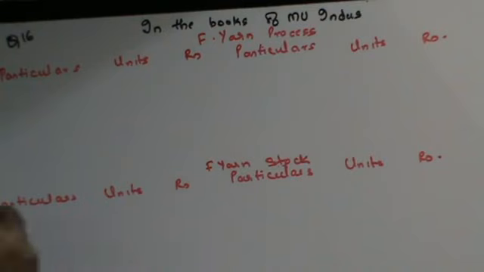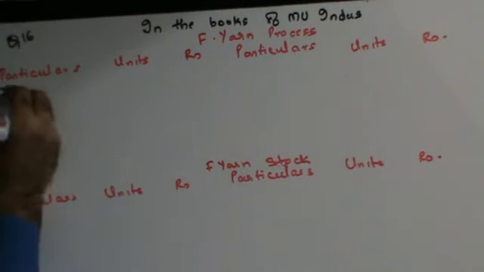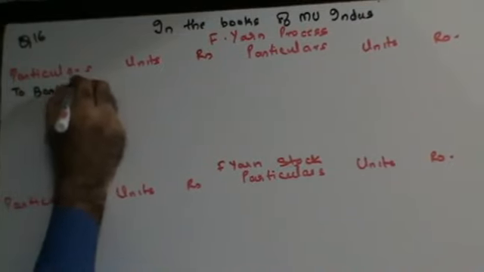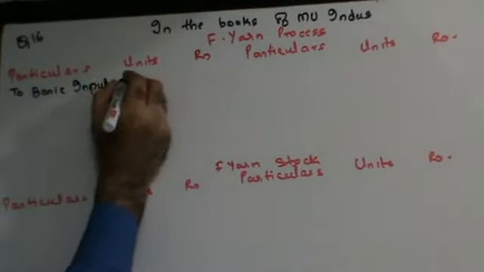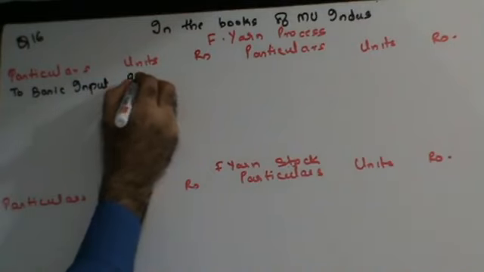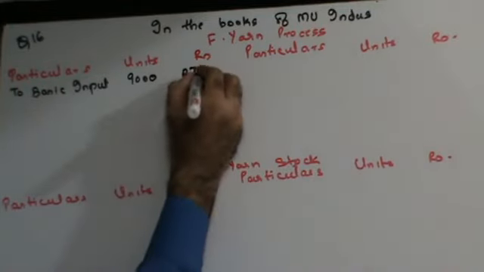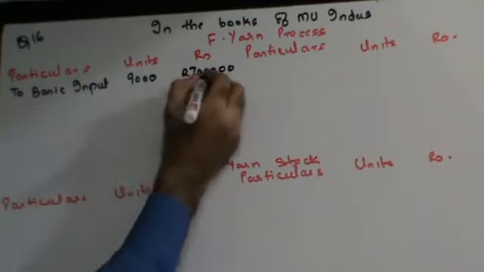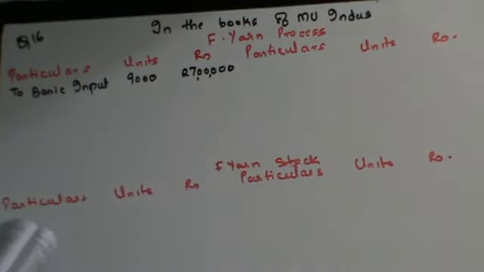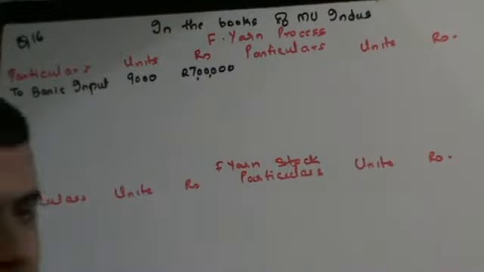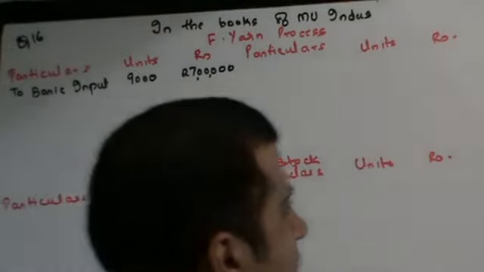Quantitative details, basic input for FY process. Basic input is 9,000 units at the rate of 300 rupees per unit. 9 threes are 27, so this is going to be 27 lakhs. First I'll do all the entries of FY process, guys. Next, they have given you that output during the year is 8,000. Output during the year will go in your working note.